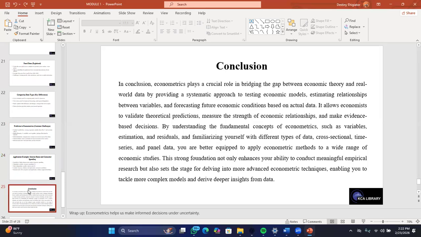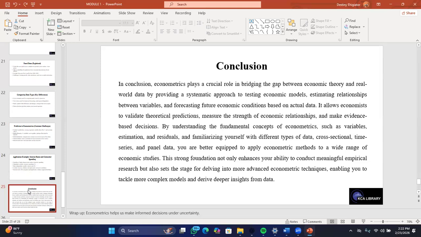Now let's look at the conclusion. In conclusion, econometrics plays a crucial role in bridging the gap between economic theory and real-world data by providing a systematic approach to testing economic models, estimating relationships between variables, and forecasting future economic conditions based on actual data. It allows economists to validate theoretical predictions, measure the strength of economic relationships, and make evidence-based decisions.